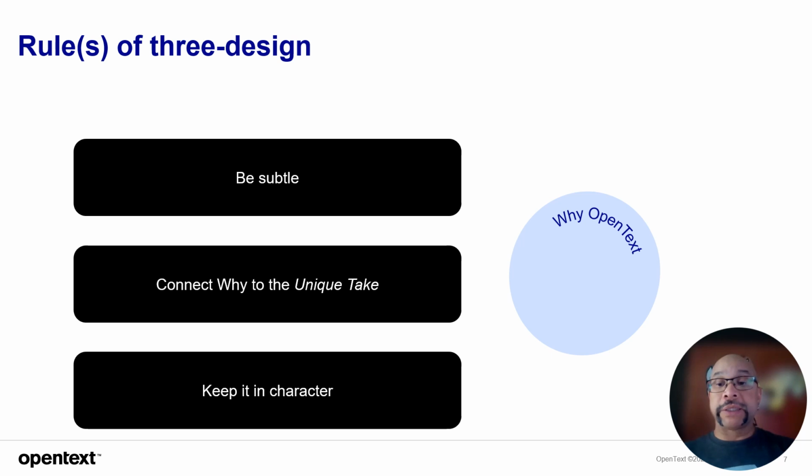So if part of what you're comfortable talking about is, in capture, what we call the feeds and speeds. If you're most comfortable talking about the feeds and speeds, stay in character. Make that unique take, make that why OpenText, make that market forces relatable to what you're comfortable talking about. No matter what you think, that will lead to the best experience for the audience.